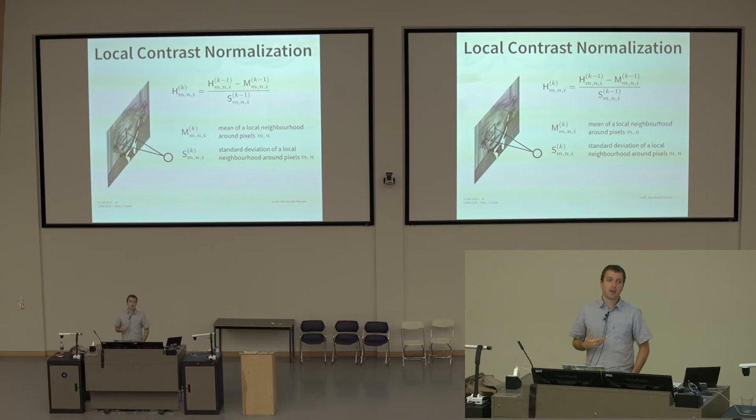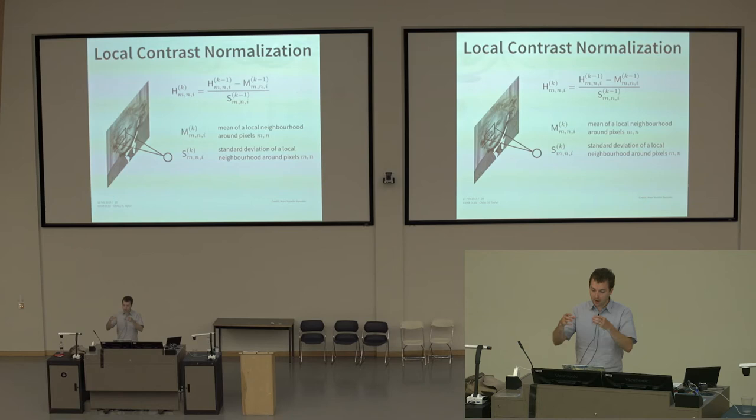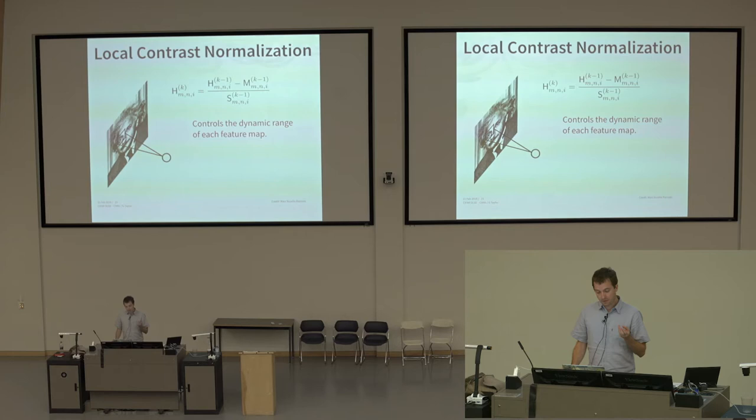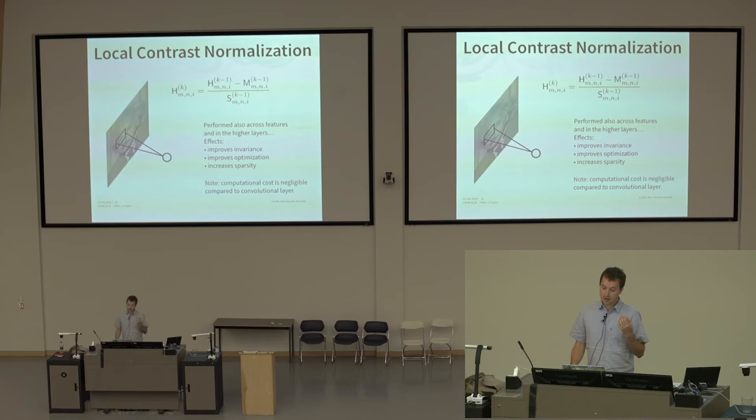Okay, so classical architectures that we're going to review a little bit later on, like AlexNet and also GoogleNet, in addition to pooling, add another stage called local contrast normalization. This means that for every unit in a feature map, we subtract the mean and divide by the standard deviation in some local neighborhood around it. It's kind of like pooling, but instead of collapsing that region, you're doing normalization based on the statistics of that region. And this can actually be implemented very efficiently by convolution as well. This local contrast normalization gives us finer grain control over the dynamic range of each of the feature maps, and it can be performed even across features.